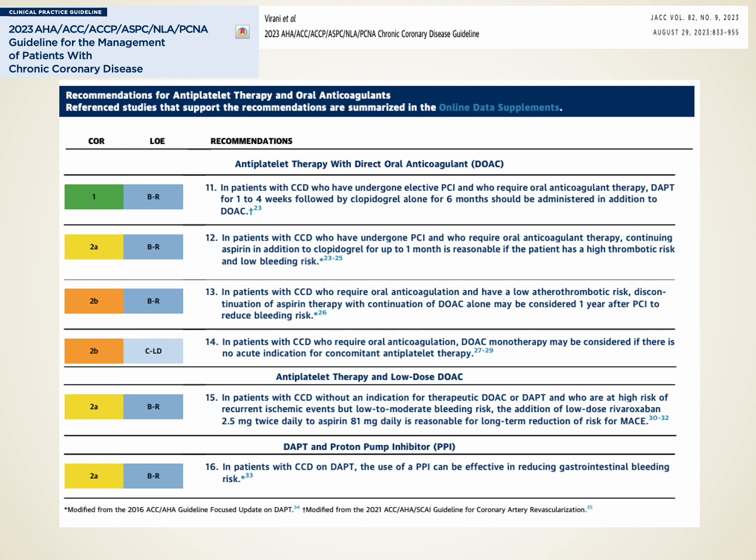At the bottom, you'll see that there is some evidence to say that the role of a PPI, proton pump inhibitor, might be considered in patients who are on dual antiplatelet therapy to lower the risk for GI bleed. That is not the strongest level of evidence, nor is it the strongest of recommendations, but it's a consideration. And in practice, we see that done fairly frequently in patients who are high risk for GI bleed.